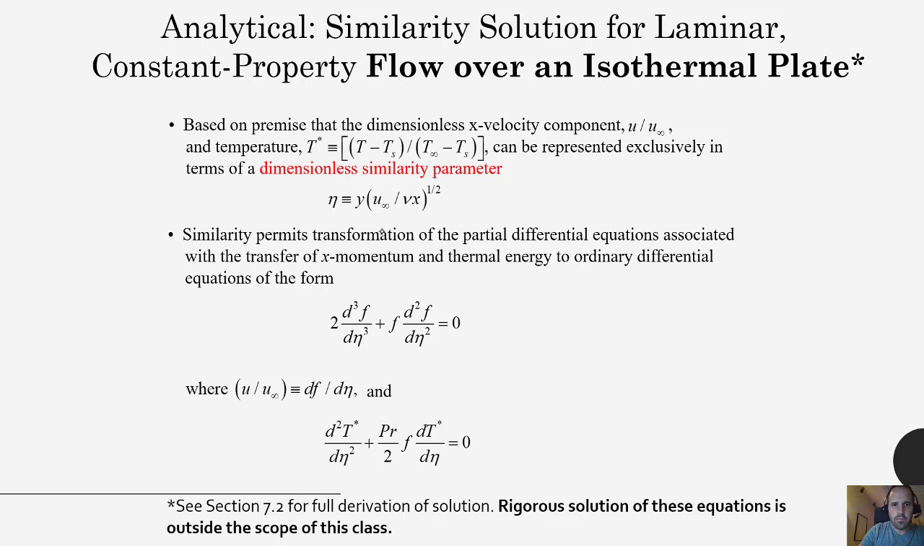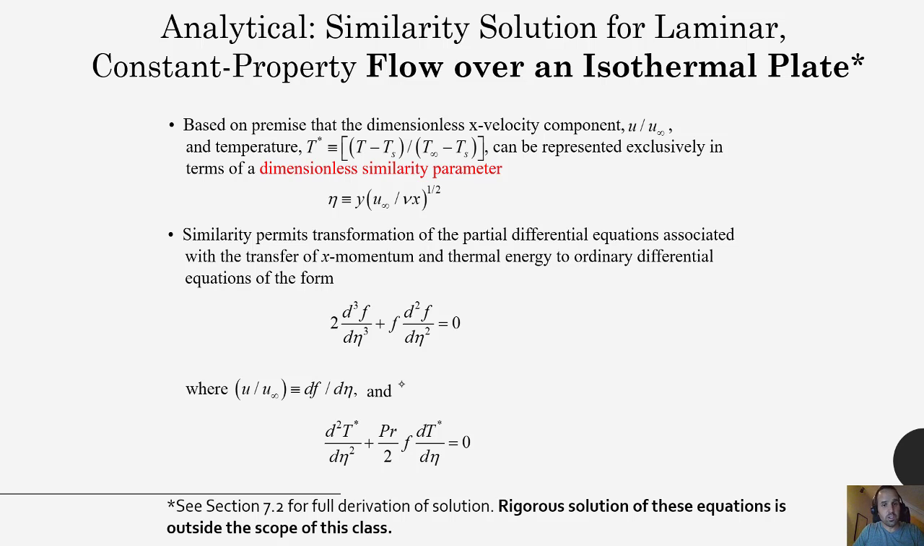So they put this into this form where f comes from this definition. So u over u infinity is df by d eta. They put this into this form, do some transformations, and they go about getting a solution out of this. Again, I consider this to be outside of the scope of an undergraduate heat transfer class. If you are interested, you can go to section 7.2 in our textbook to get a full derivation of this, but rigorous solutions, I consider this to be outside of the scope of our class.